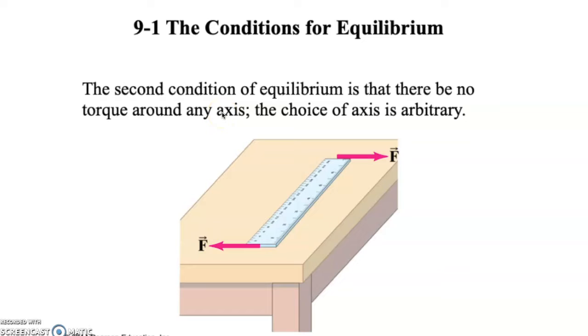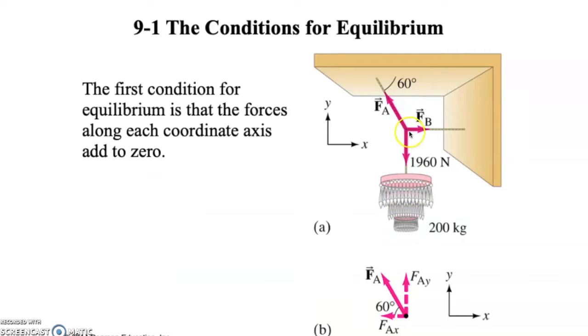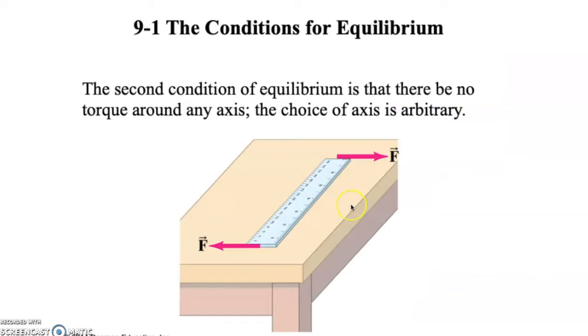The second condition is that there is no torque around any axis, but the choice of axis is arbitrary. So no torque, and you can choose where the axis is. Like in the previous example, you can see that we chose this as our origin, and then our axis goes like this, and that helps us get more on the x and y, so we don't have to do as much trig. We could have made this our y and x going down here, but then we would have had to do a little more trig. So we can choose the axis, is what that means.